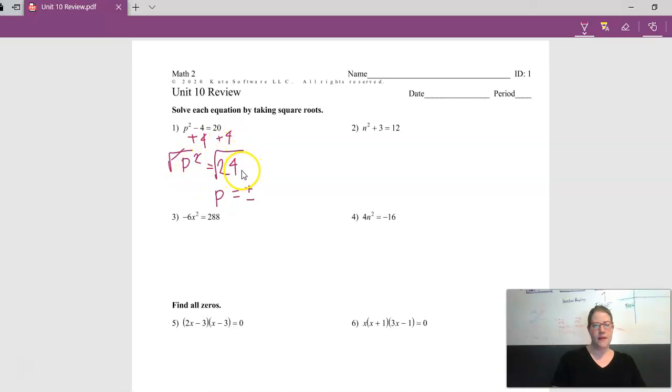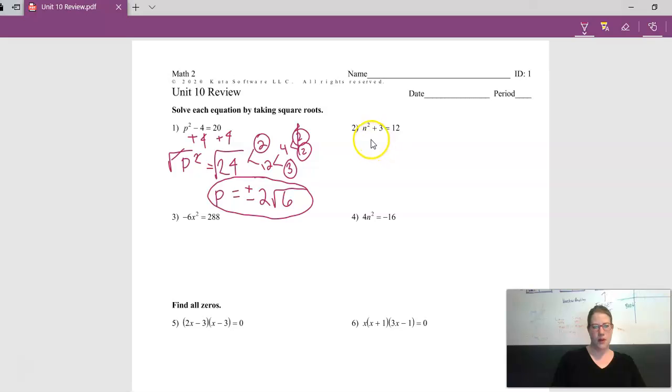And then 24 breaks down to 2 times 12, 2 being prime, and then 12 is 4 times 3, and 3 is prime. And then 2 times 2 is 4. And then since this is a square root, we're looking for pairs. So there's a pair of 2's right there. So I'm going to pull a 2 out front. This other 2 and 3, since they don't have any match, I'm going to multiply them back together and they're going to stay underneath. So p equals plus or minus 2 square roots of 6.